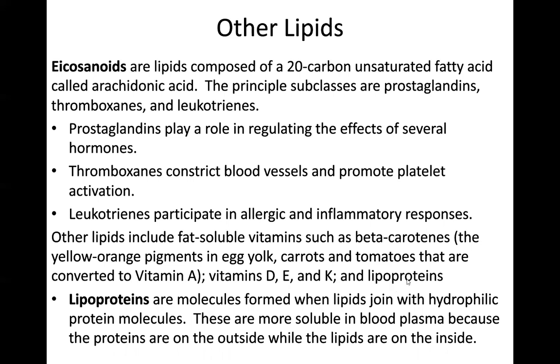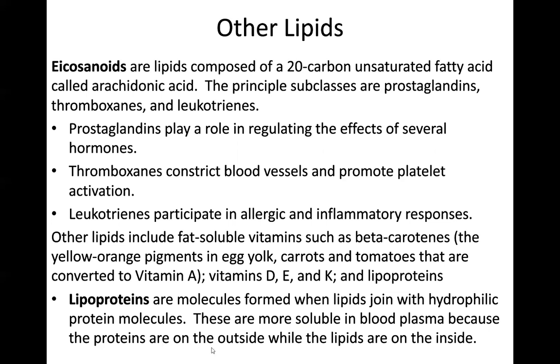And then the lipoprotein, we don't really talk much about any of this stuff. The lipoproteins are kind of what it sounds like, a lipid protein kind of hybrid. It's when a lipid joins with a hydrophilic protein molecule, which is important. This is what we do for making them more soluble in our blood plasma, with proteins on the outside so they can get carried in our bloodstream.